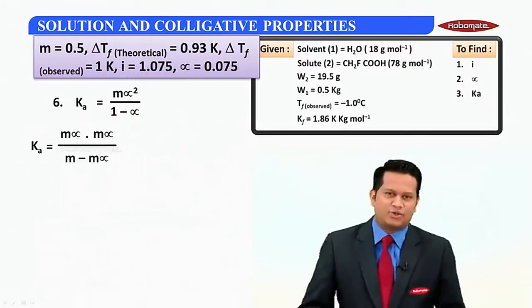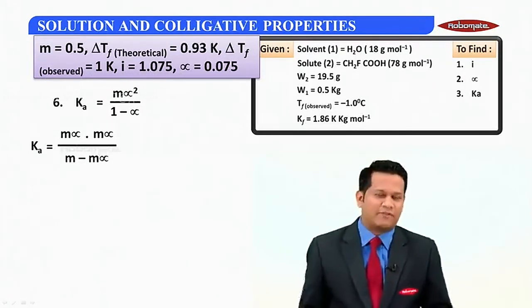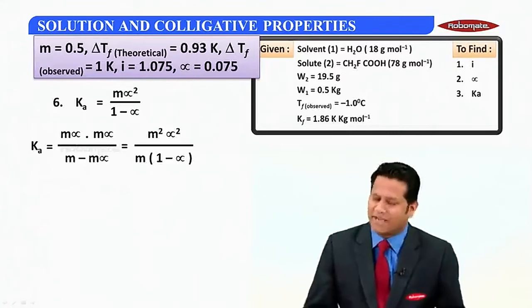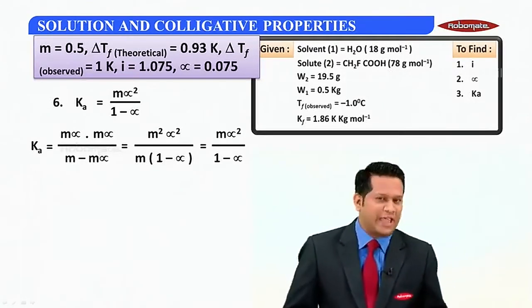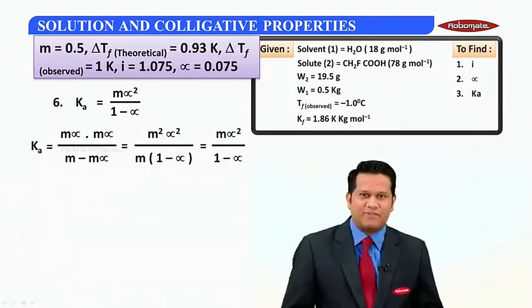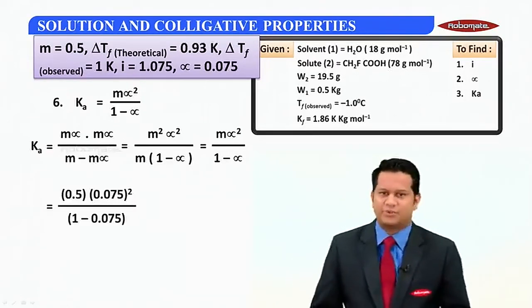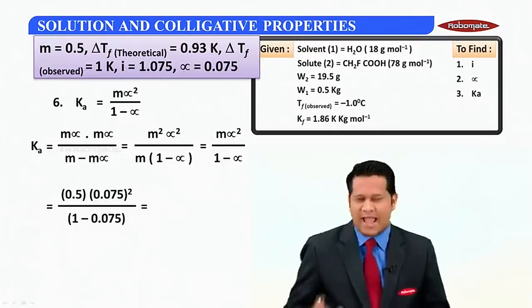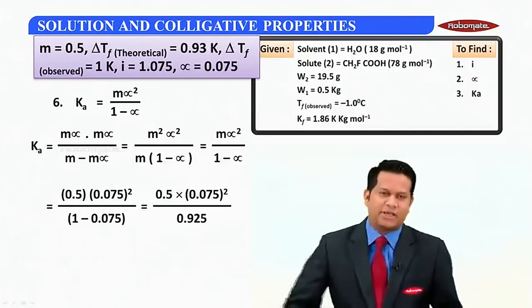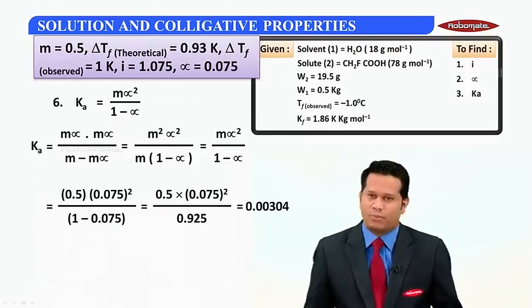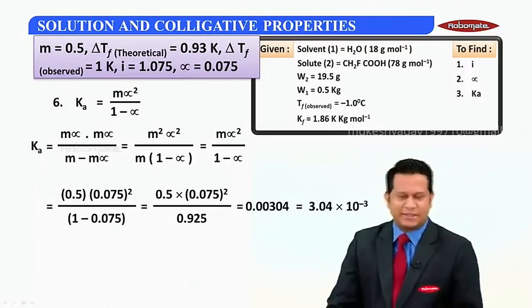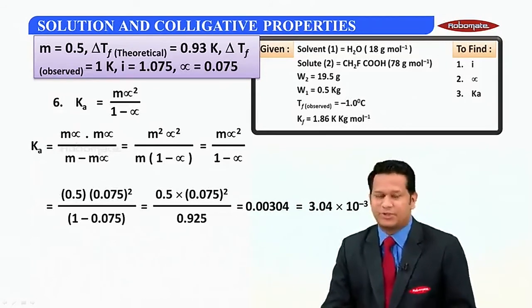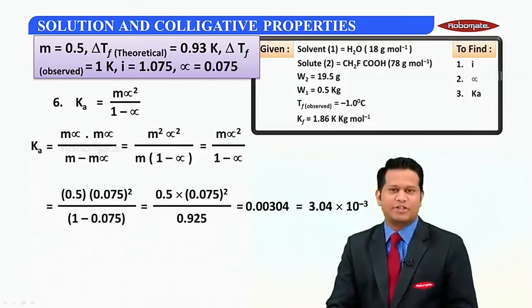Taking K equals mα multiplied by mα upon (m − mα), let us take m common from the denominator. So we get m²α² upon m(1 − α). Ultimately we get the equation mα² upon (1 − α). Let us substitute the values. m is 0.5 into alpha is 0.075 the whole square upon 1 minus 0.075, and the subtraction gives 0.925. Further solving gives an answer of 0.00304, which can also be written as 3.04 × 10⁻³. That is how we solve such questions, especially with respect to the dissociation constant of the acid. That's all we have for this particular module. Thank you so much.